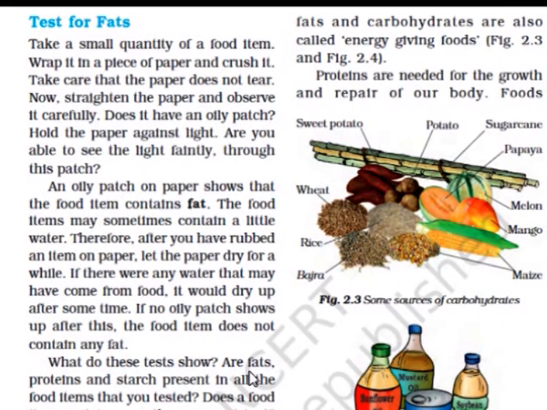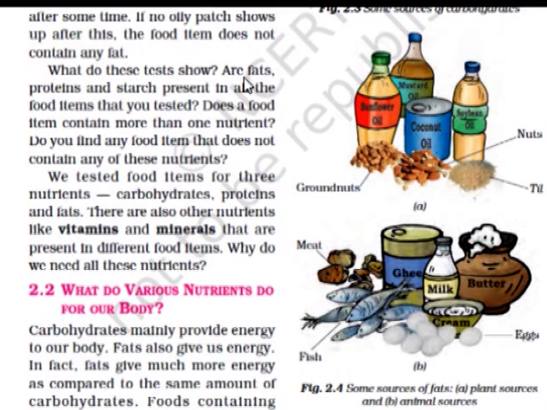What do these tests show? Are fats, proteins and starch present in all food items that we tested? Does a food item contain more than one nutrient? Do you find any food item that does not contain any of these nutrients? We tested food items for three nutrients: carbohydrate, protein, and fats. There are also other nutrients like vitamins and minerals. They are present in different food items.